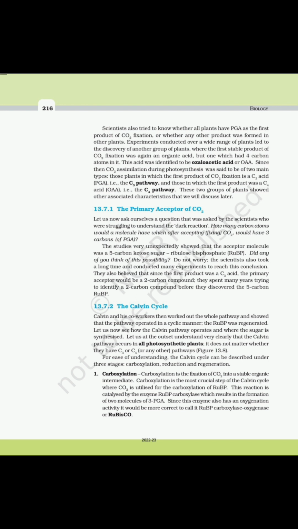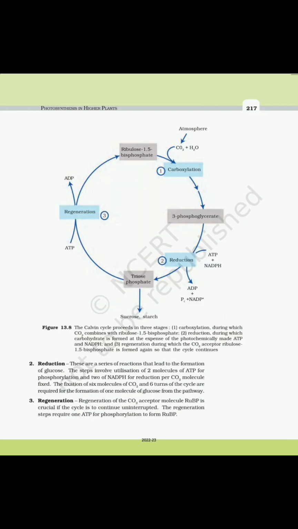1. Carboxylation. Carboxylation is the fixation of CO2 into a stable organic intermediate. It is the most crucial step of the Calvin cycle, where CO2 is utilized for the carboxylation of RuBP. This reaction is catalyzed by the enzyme RuBP carboxylase, which results in the formation of 2 molecules of 3-PGA. Since this enzyme also has an oxygenation activity, it would be more correct to call it RuBP carboxylase-oxygenase or Rubisco.